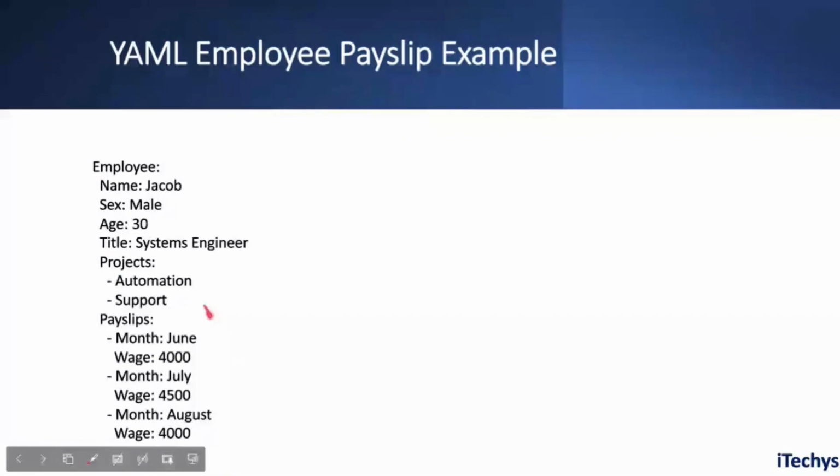Then there's payslips. What is the month? For which month is there a payslip? June. What is the wage? 4,000. For the month of July, he got 45. For the month of August he got 4,000. Something like that. Payslip. What did he get for the last three payslips? So this part belongs to the payslip section. Here you can see this belongs to one entity, which is our employee. These two belong to the project section, and these two belong to the payslip section.